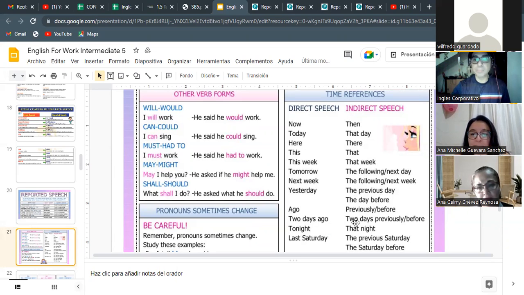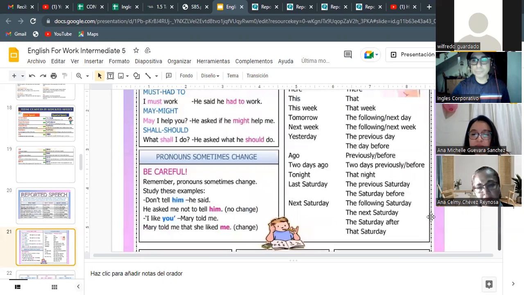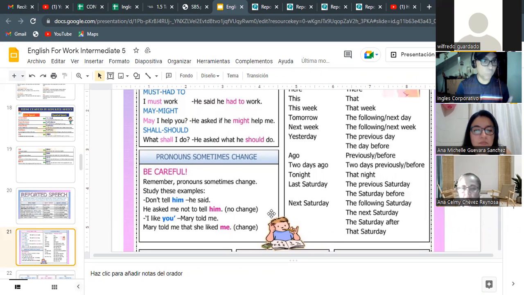Ago, previously or before. Two days ago, two days previously, or two days before. You can continue using that one. Tonight, that night. Last Saturday, the previous Saturday or the Saturday before. Next Saturday, the following Saturday, the next Saturday, the Saturday after, or that Saturday. So time also is going to provide you an idea of what you are talking about, okay? It's for you to help the other person understand better what is going to happen, what did happen, what is happening, okay? When that is happening.